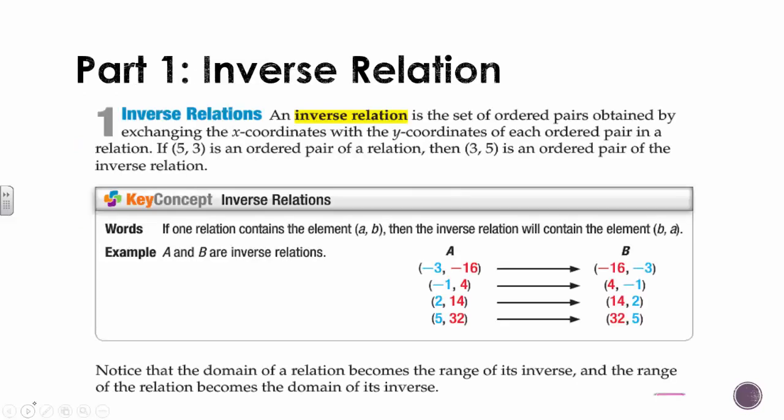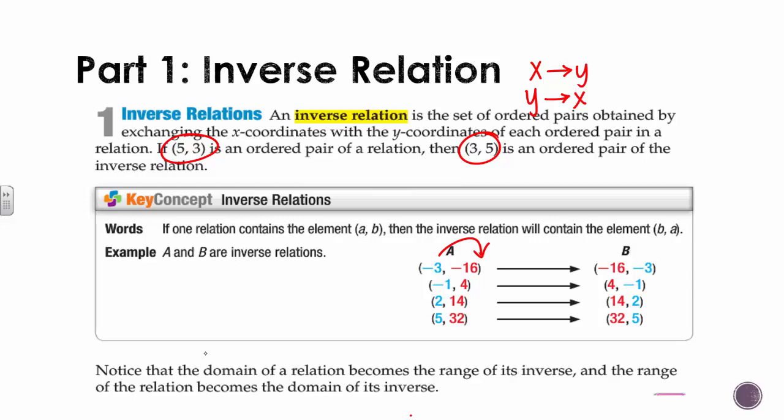So inverse relations are the set of ordered pairs obtained by exchanging the x-coordinates with the y-coordinates of each ordered pair in a relation. So if we start with something like 5, 3, then 3, 5 is the inverse. So we're exchanging x and y. X becomes y, and y becomes x. So if one relation contains the element AB, then the inverse relationship contains the element BA. If you look at all of these, all we did was switch this around.